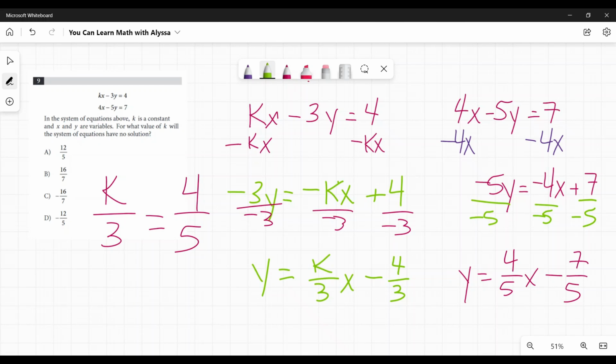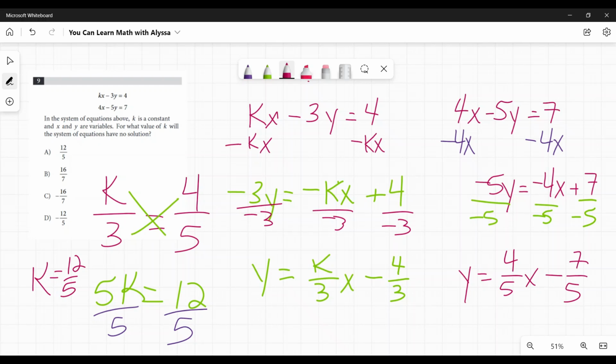Just like an earlier problem in this section, cross multiplying is the way to go. I'm going to cross multiply. 3 times 4 is 12. 5 times k is 5k. And then I'm going to divide both sides by 5 to get k by itself, and k is equal to 12/5, which is A. There's my answer.